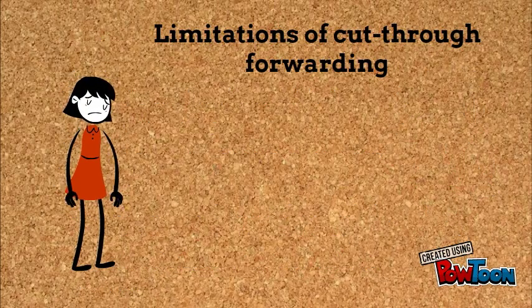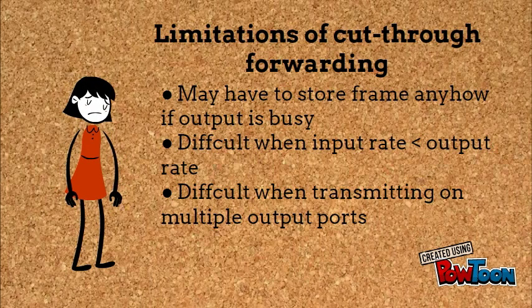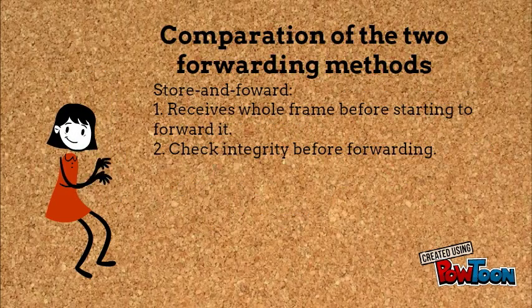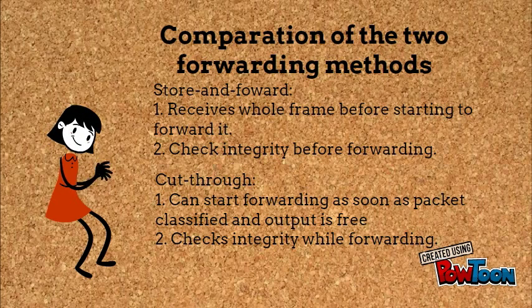However, there are some limitations of cut-through forwarding mode. It may have to store the frame anyhow if the output port is busy. It's also difficult when the input rate is smaller than the output rate, and it's difficult when transmitting on multiple output ports. The store-and-forward mode receives the whole frame before starting to forward it, and checks integrity before forwarding. The cut-through method can start forwarding as soon as the packet is classified and the output port is free, and checks the integrity while forwarding.